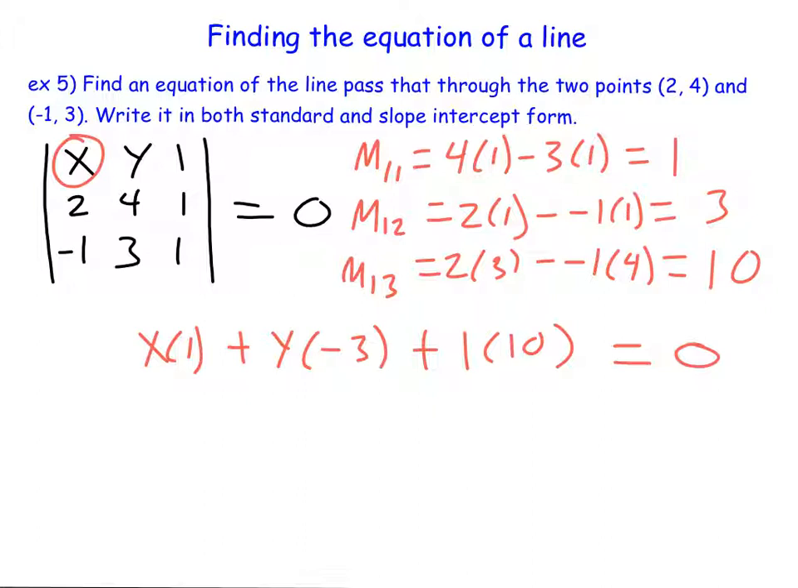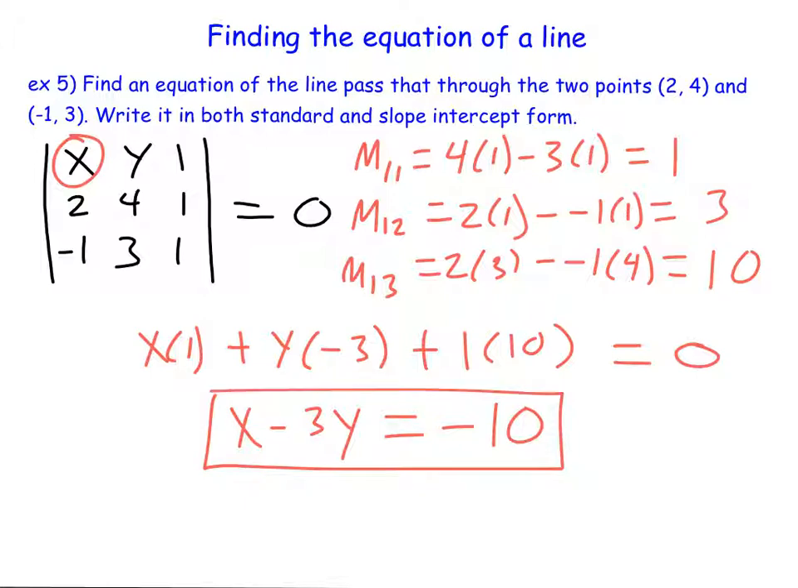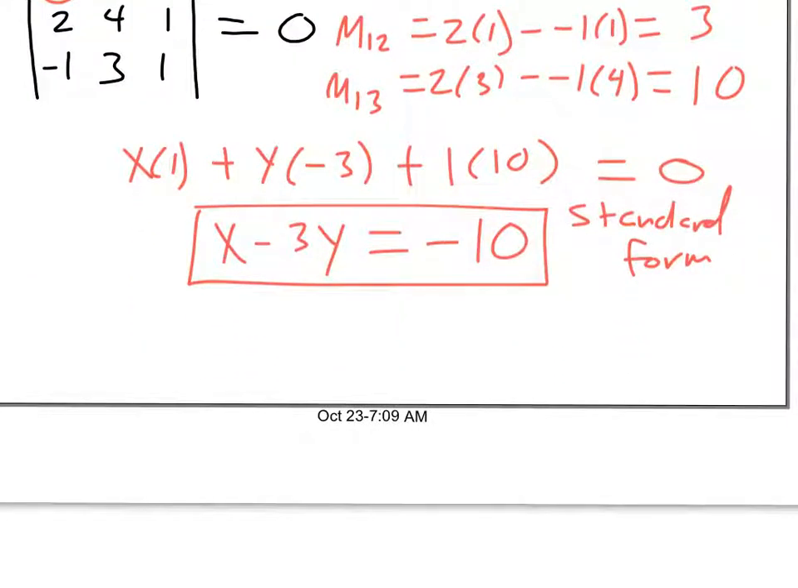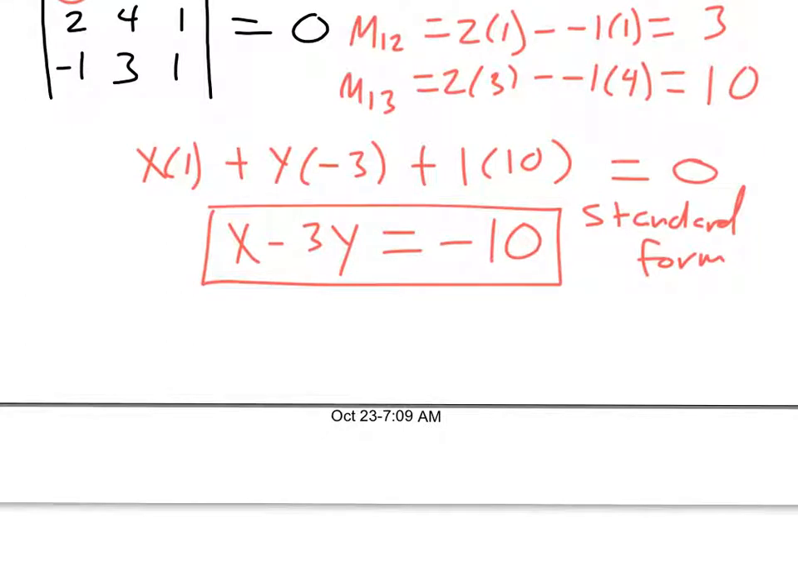Now, if you wanted to get standard form, this is pretty slick. x minus 3y, let's subtract 10 and put it on the other side. And there we go. That would be standard form. And we've seen this a bunch of times. If you want to get it to slope-intercept, subtract x from both sides.